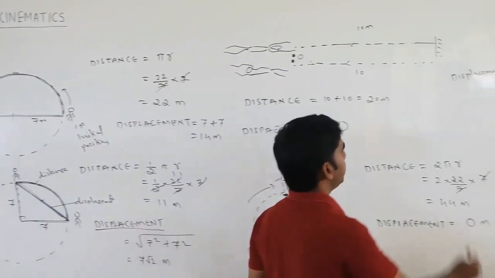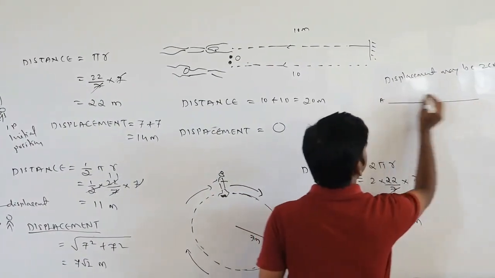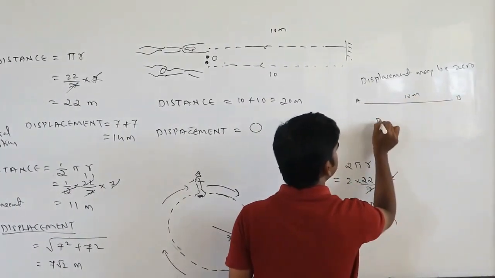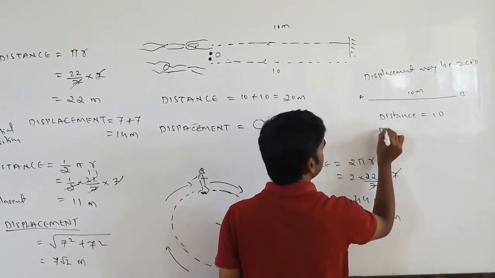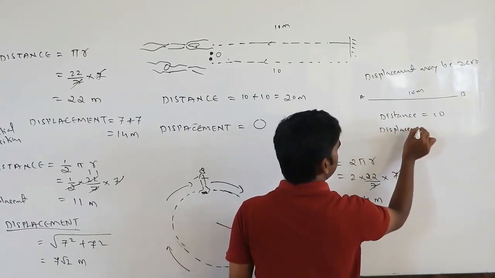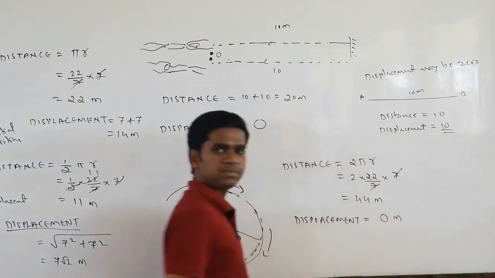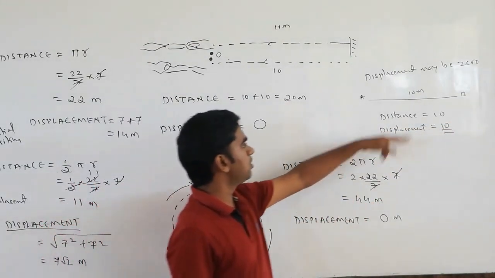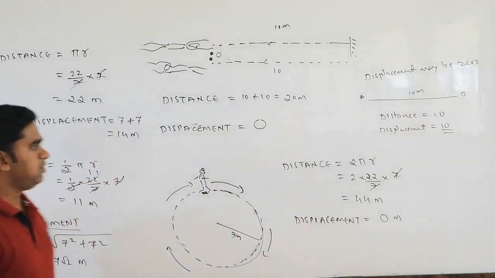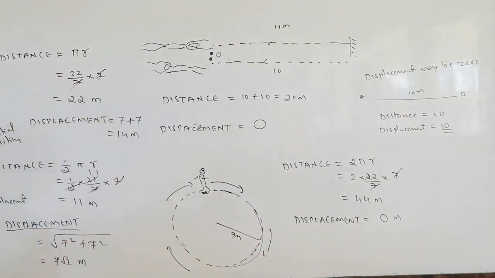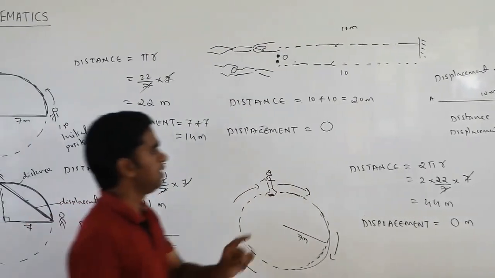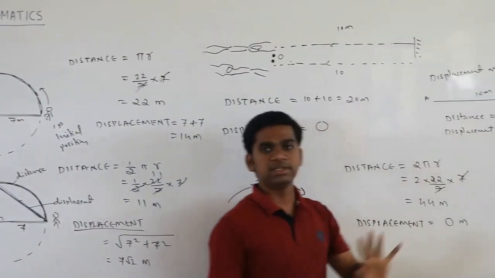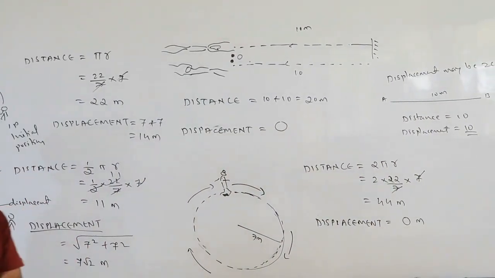If I take one more example. Suppose it travelled from A to B, 10 meters. What is the distance? Distance is 10. Since it is a straight line, displacement is also 10. Can you get displacement more than distance? Never possible. If you look at all the examples, the conclusion I can draw is displacement is always less than distance, or at maximum it may be equal to the distance. So displacement can never be greater than distance.